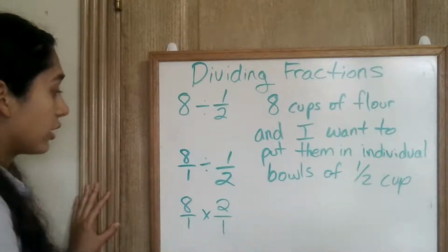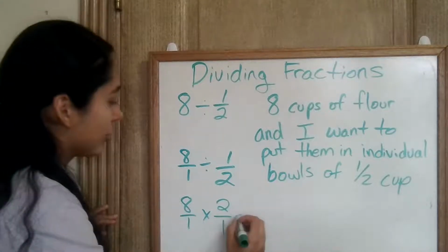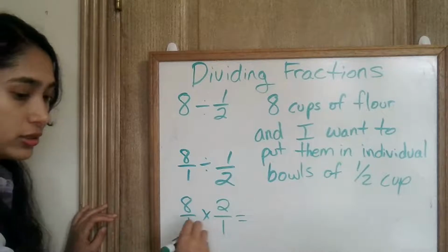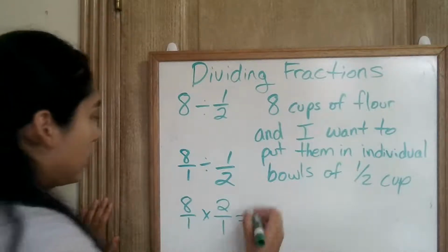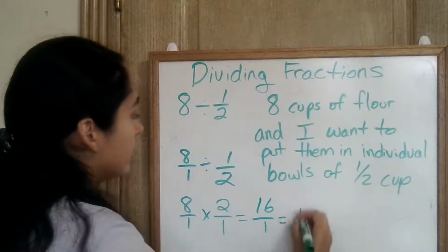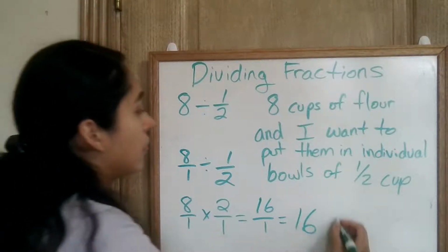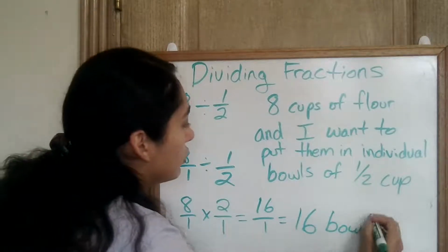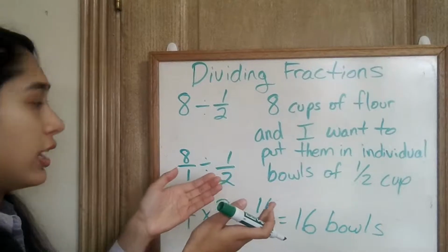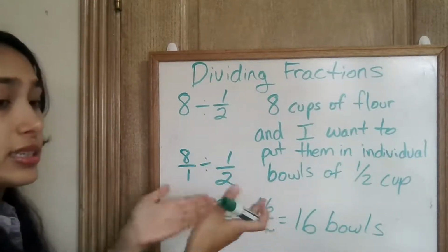So now that we have this, hey, what do you know? We have the common denominator. We can just go ahead and multiply across, and we'll get 16 over 1, which is the same thing as 16. So now I know I will need 16 bowls if I have 8 cups of flour and I want to divide it up into half cups. I'm going to need 16 containers.